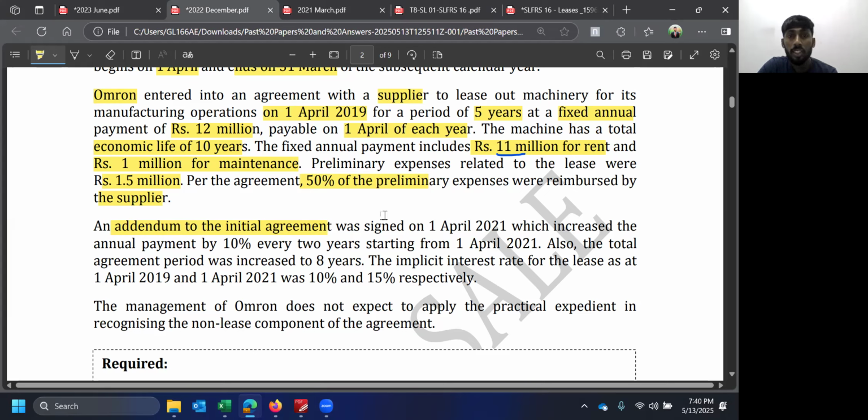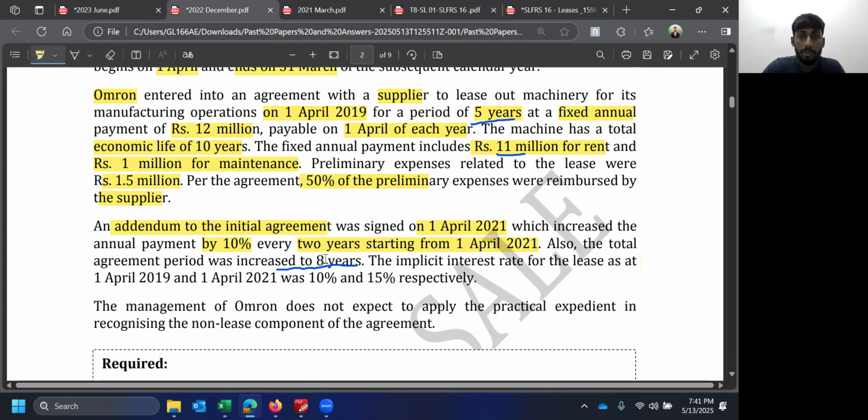An addendum to the initial lease agreement was signed on 1st April 2021. That means after 2 years, which increased the annual payment by 10% every 2 years starting from 1st April 2021. Also, the total agreement period was increased to 8 years. Here, initially we had entered into a lease term of 5 years. Now it has increased up to 8 years.